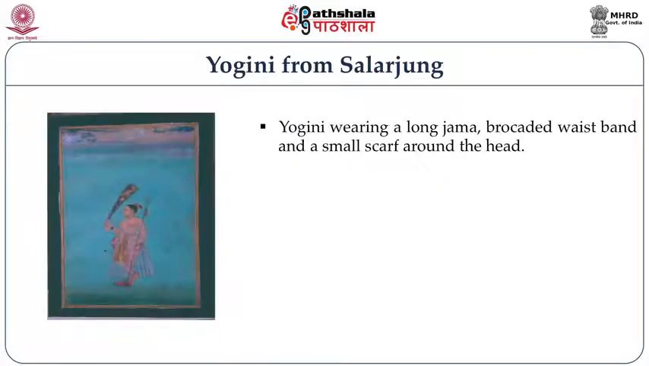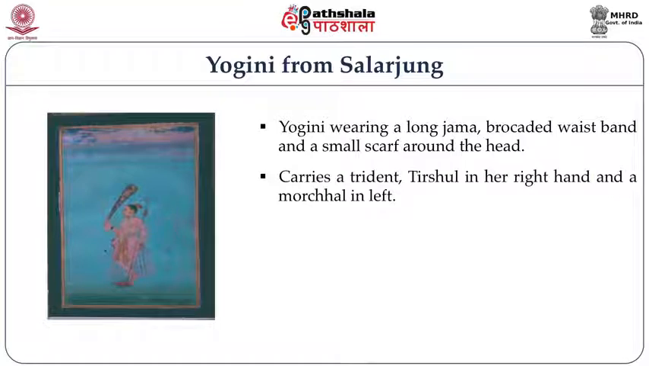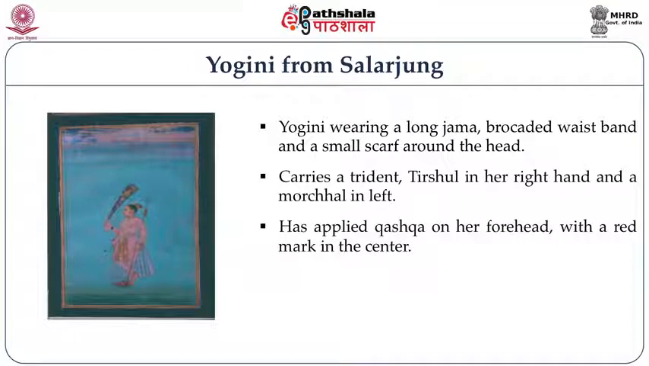Another interesting painting is of a yogini from Salarjung who's wearing a long jama, brocaded waist and a small scarf around her head. She's carrying a trident, a trishul in her right hand and there is a morchal in her left. She has applied kashka on her forehead with red marks in the center. And most probably this yogin is associated with Shaivism.